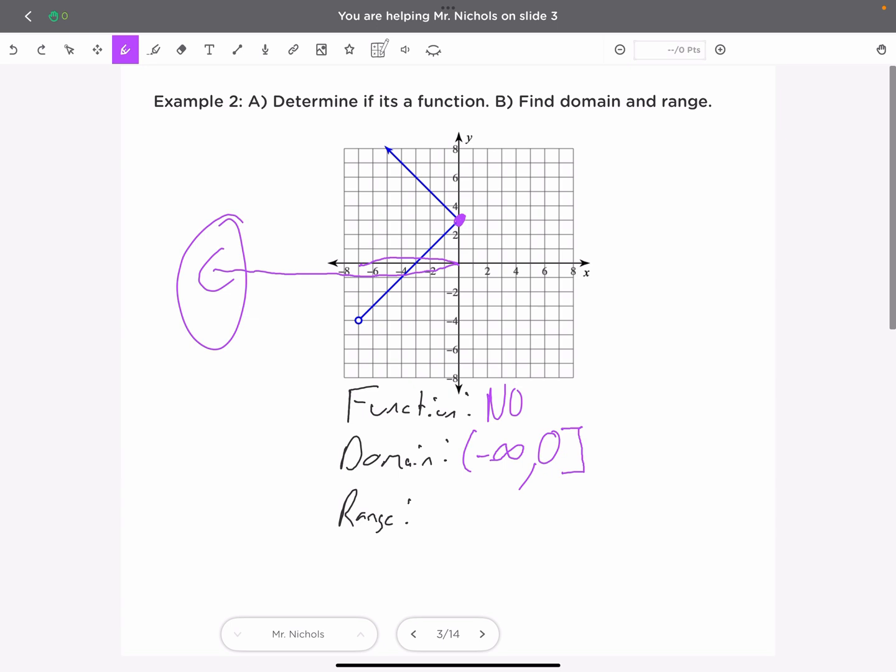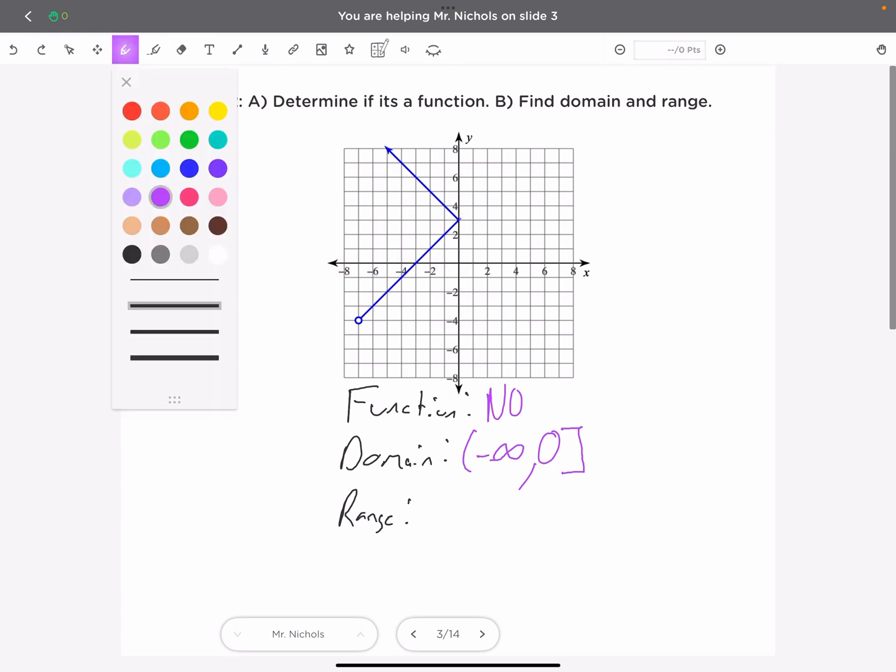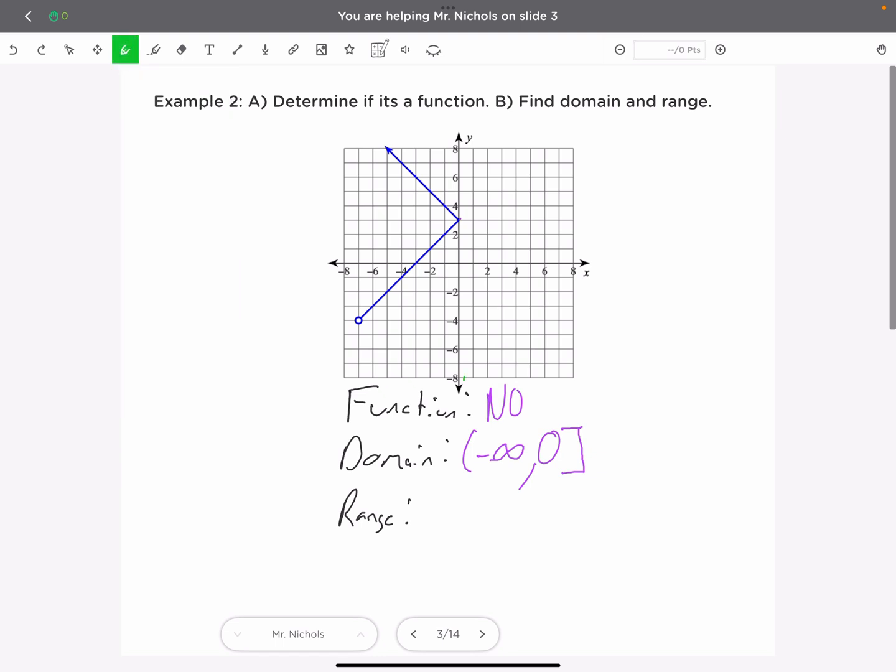Now for the range, I'm going to do the opposite. I'm going to look up and down, right? So I'll do this in green. All right, so I'm looking at the y values. So once again, I'm going to start at this -4, and then I just go up, and then I just keep going up and up and up to infinity, like that.